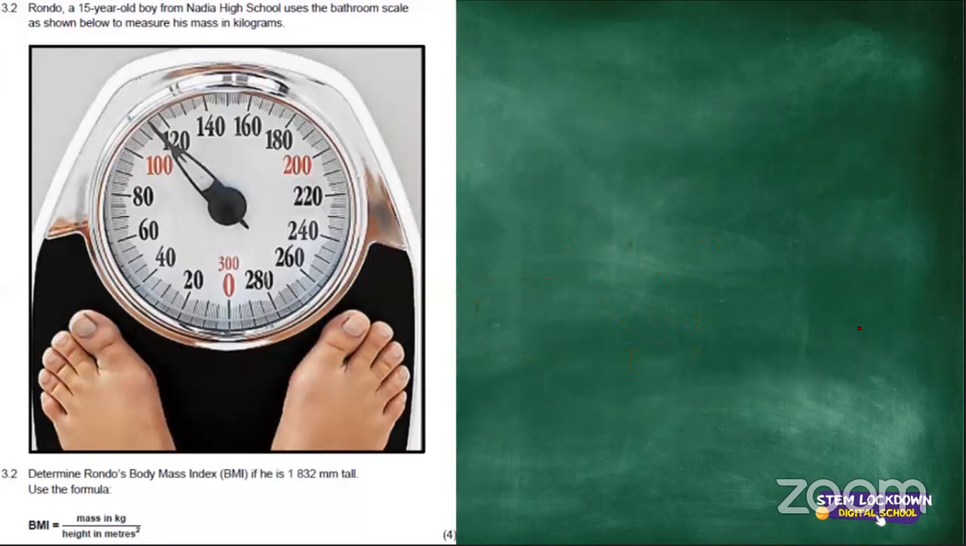Okay, for number two, some of you have seen this before, but I want us to do it together. This is 4 marks. Here we're talking about BMI, which is body mass index. Obviously, an index is an indicator, so this is an indicator of your body mass. Are you overweight? Are you underweight? Are you obese? And so on.